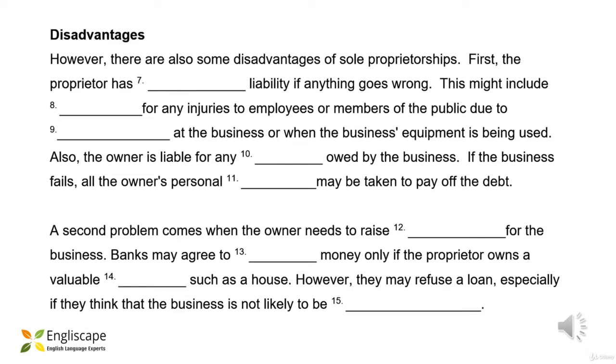A second problem comes when the owner needs to raise capital for the business. Banks may agree to lend money only if the proprietor owns a valuable asset such as a house. However, they may refuse a loan, especially if they think that the business is not likely to be successful.